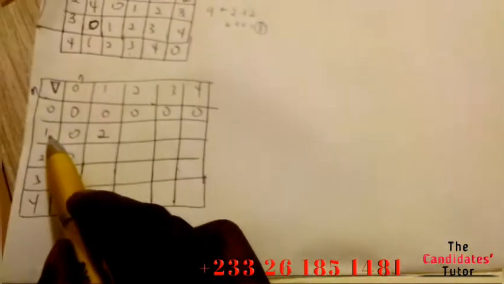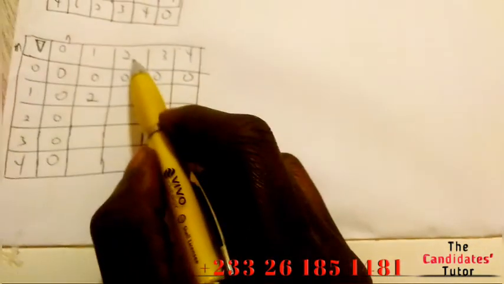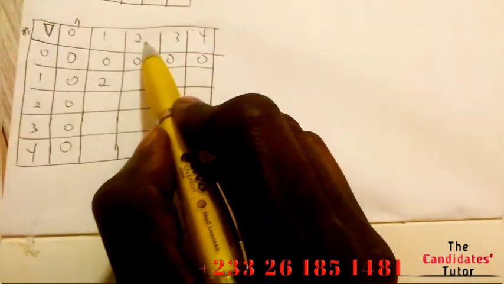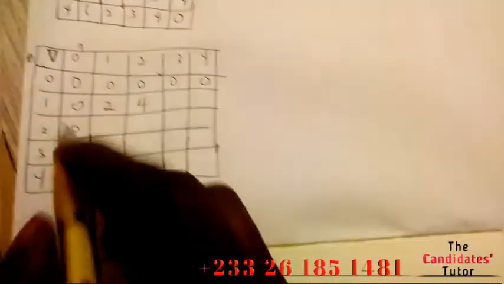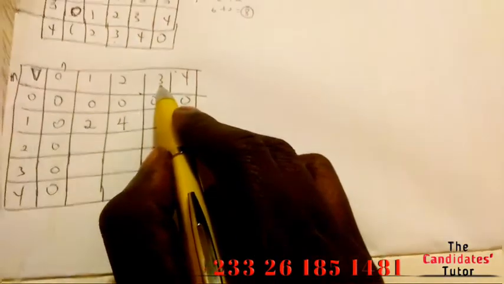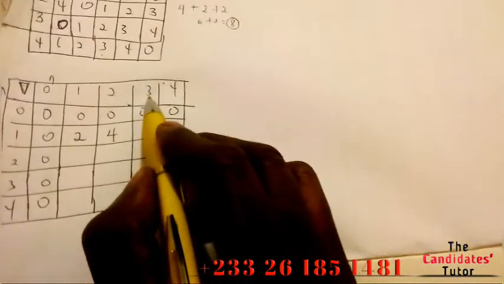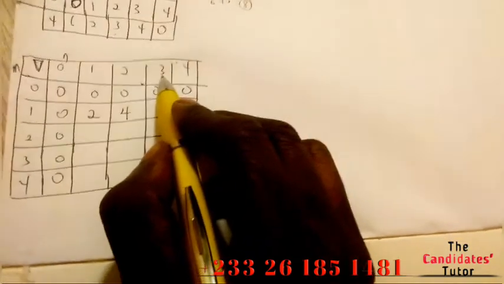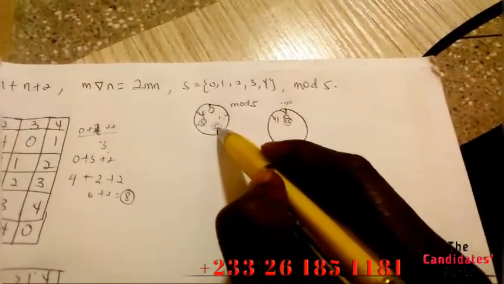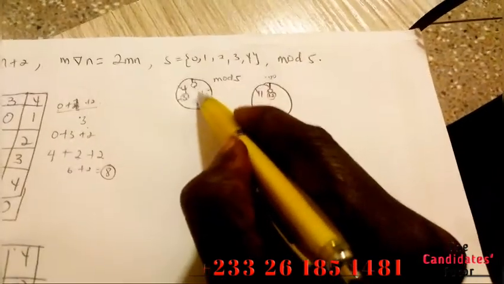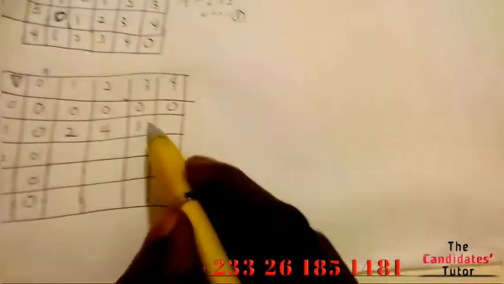Then 1 multiplied by 2 should give you 2, times the constant 2 gives you 4. In mod 5 is still 4. Now 1 times 3 should give you 3. 3 times the constant 2 should give you 6. In mod 5 should be 1. Hope you understand, because we will have 0, 1, 2, 3, 4, 5, 6. So 6 in mod 5 is 1, and that's why I've written the 1 here.